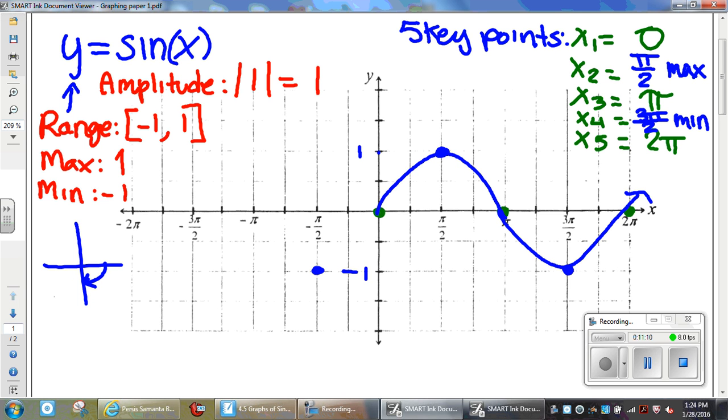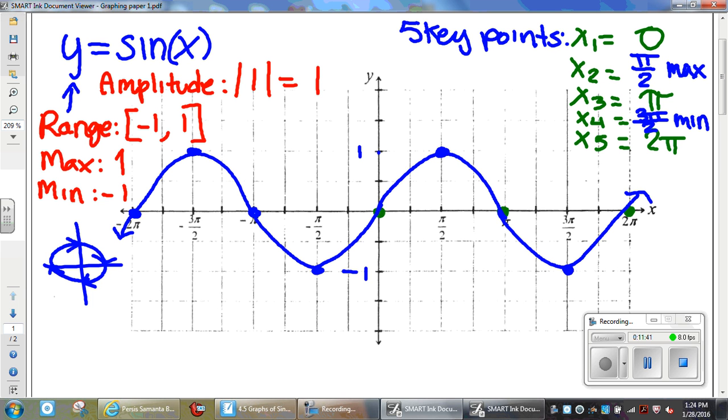Okay, then we get to negative pi. I'm going clockwise because we're talking about negative angles. So negative pi, what is the y value there? 0. And then we go to negative 3 pi over 2. What is the y value there? 1. And then we get to negative 2 pi, so that would be 0. So we can connect this wave in this direction as well. And of course, it does keep going, so I have arrows on both sides.